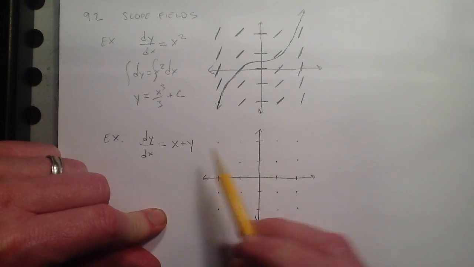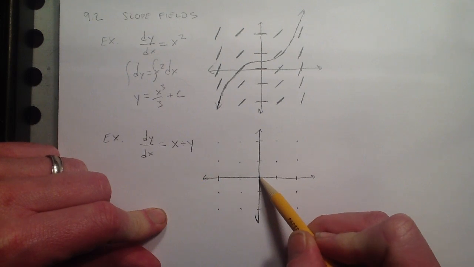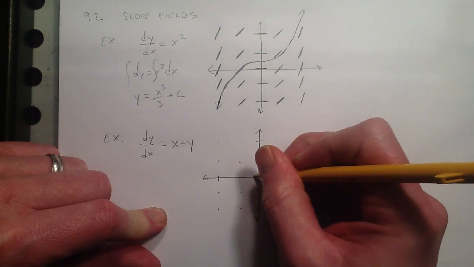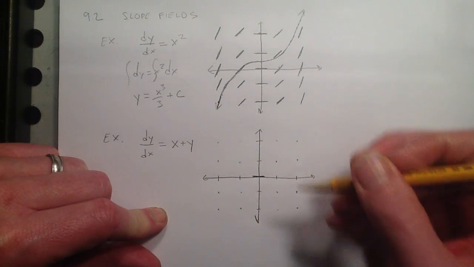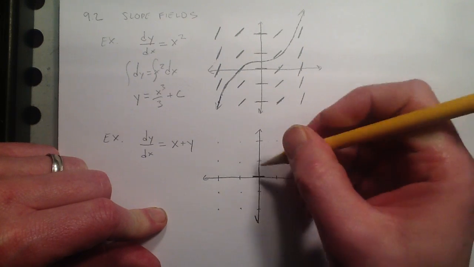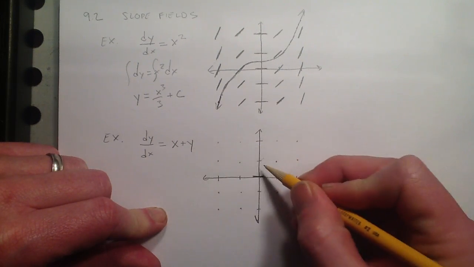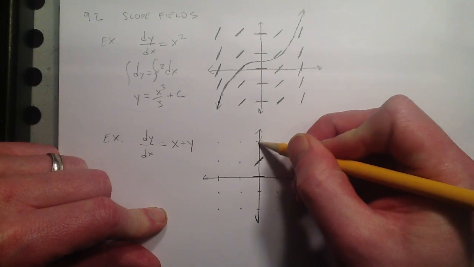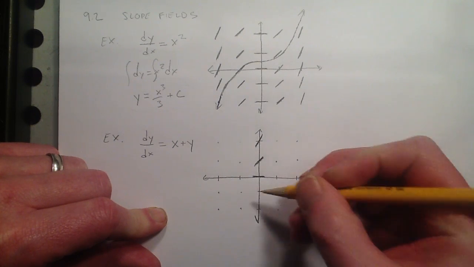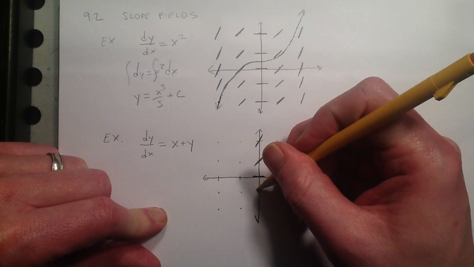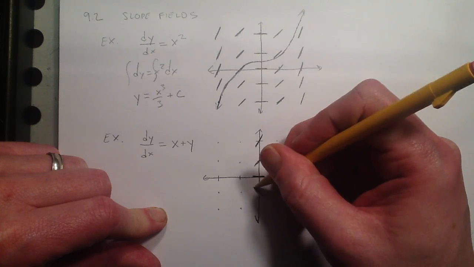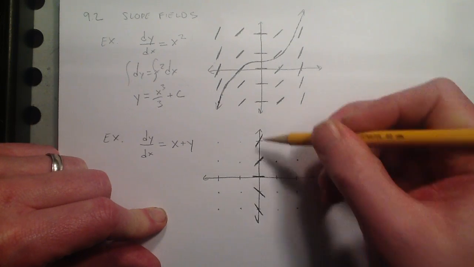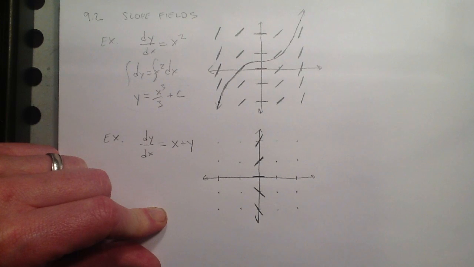Alright, let's go through point by point. I'll start at the origin again. The coordinates at the origin are 0, 0. So 0 plus 0 is 0. So I sketch in my slope of 0. This is the point 0, 1. When I add those two coordinates together, x plus y, I get 1. This is the point 0, 2. Gives me a slope of 2. Here, this is the point 0, negative 1. That'll give me a slope of negative 1. And then this will give me a slope of negative 2. So that's what those slopes look like along the y-axis.